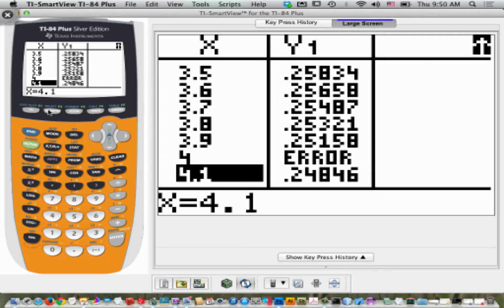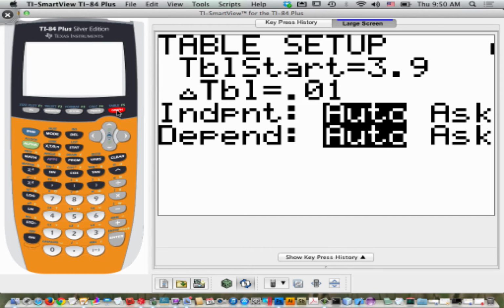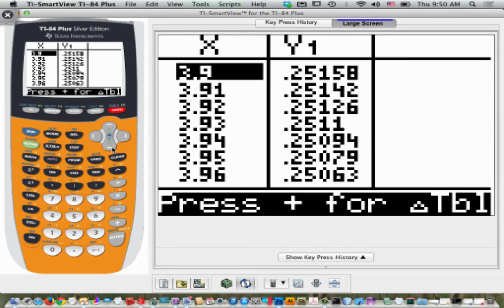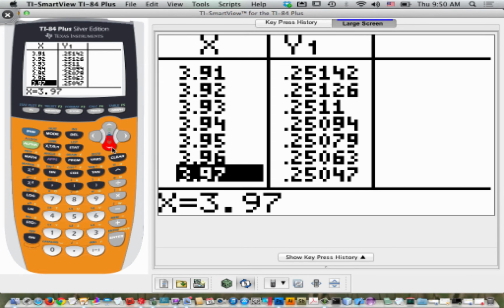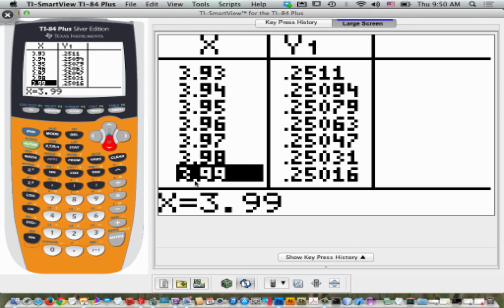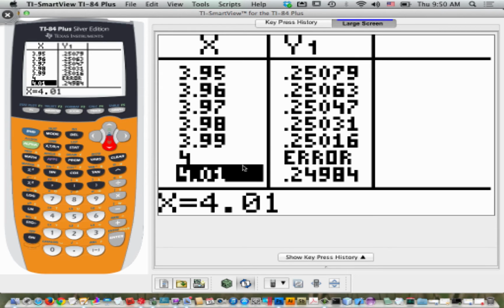All right, let's go back to table set real quick. Let's start at 3.9, and this time I want the increment to be 0.01. So we're going to start at 3.9, and the increment's going to be 0.01. Now I go back to table, so here's 3.9, and that means that I'm zooming in even closer now. 3.96, 3.97, 3.98. Look what happens when I'm at 3.99. It's 0.25016. The moment I hit 4, there's my error again, right? But I go on the other side of 4, and I get 0.24984.